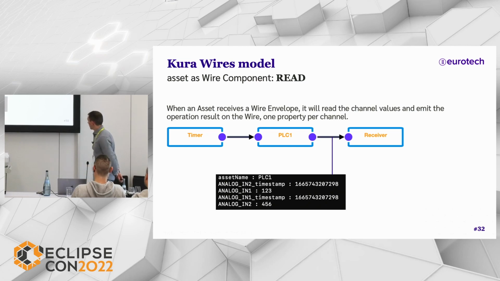So once you define an asset configuration, you can use it on the wires. This is a simple graph that performs a read. You have a timer that periodically triggers an asset instance that will read the channel values and emit them on the wire in that simple format. You have the channel name as key, and the value is the channel value, pretty simply.